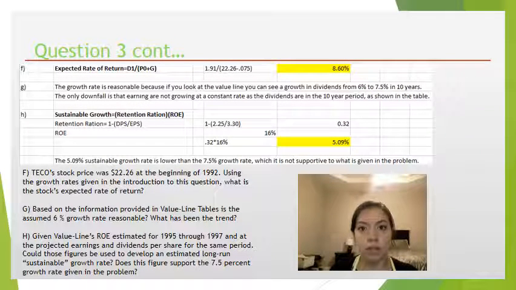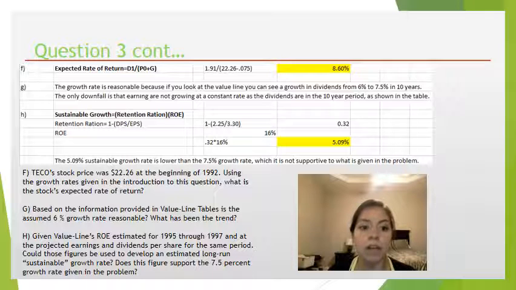So for question 3, part F, we have to calculate the expected rate of return. We did that by taking the dividend that we calculated earlier in the problem, which is 1.91. Then we divided it by the price of the stock, which is 22.26, which is given to us, and then added the growth rate, which is 7.5%, and I got 8.6%.